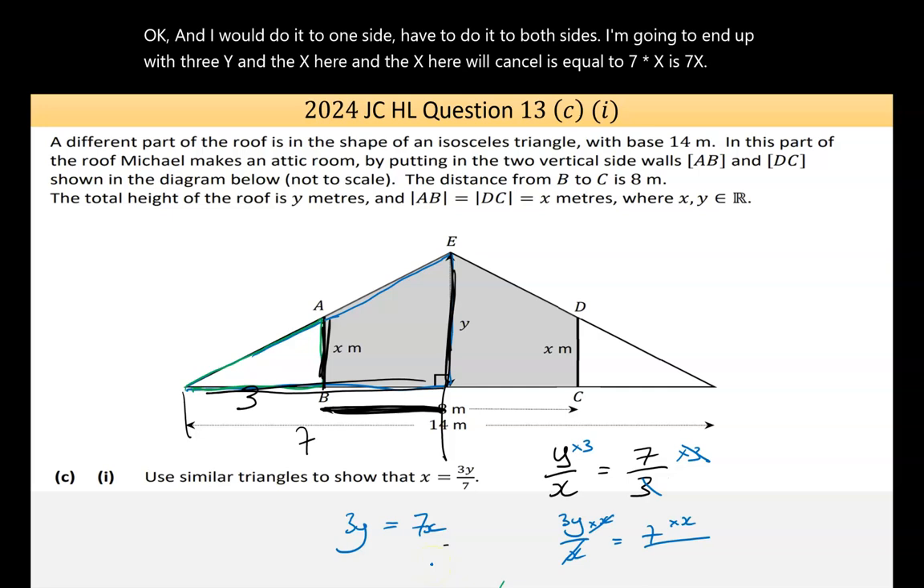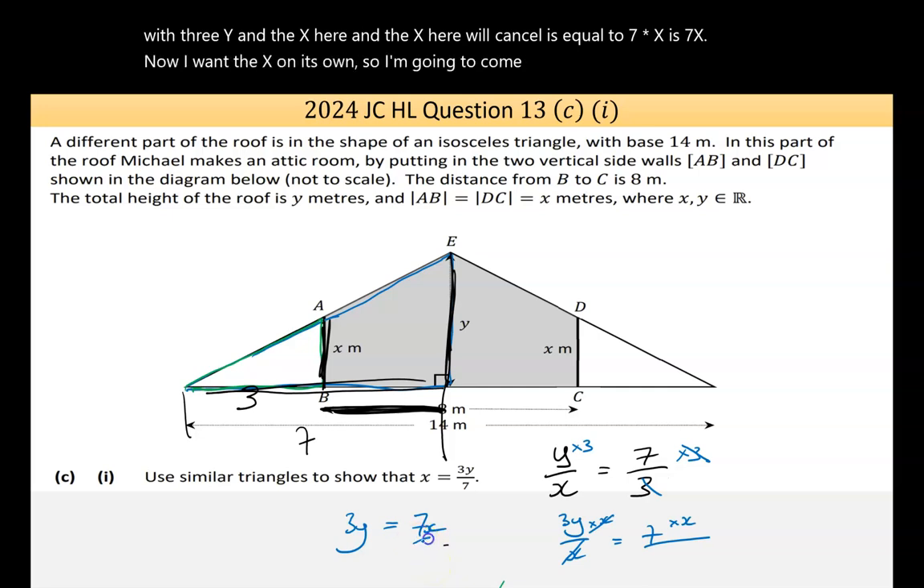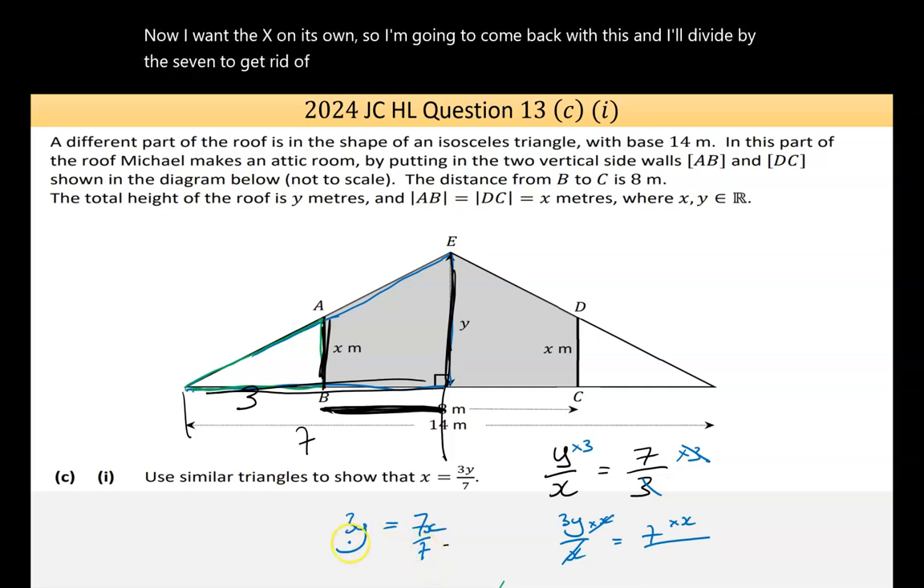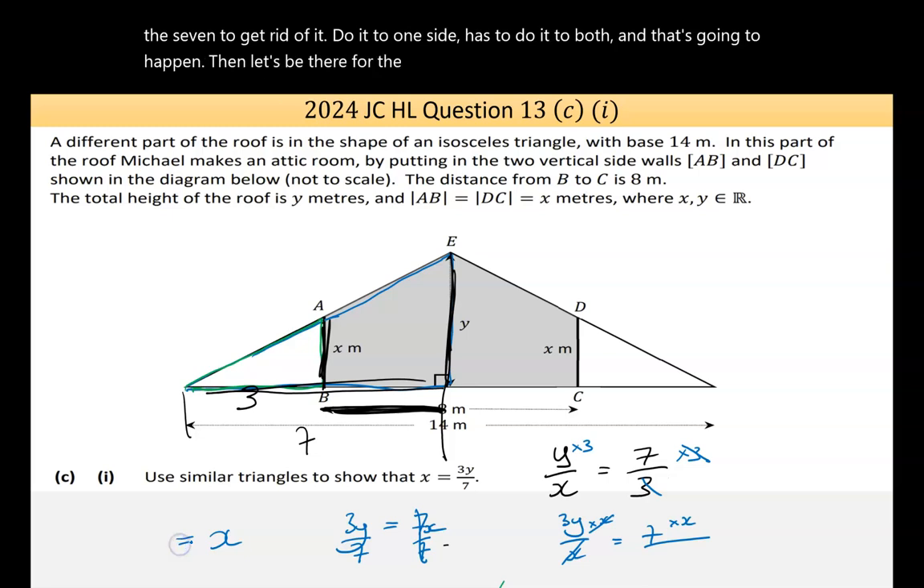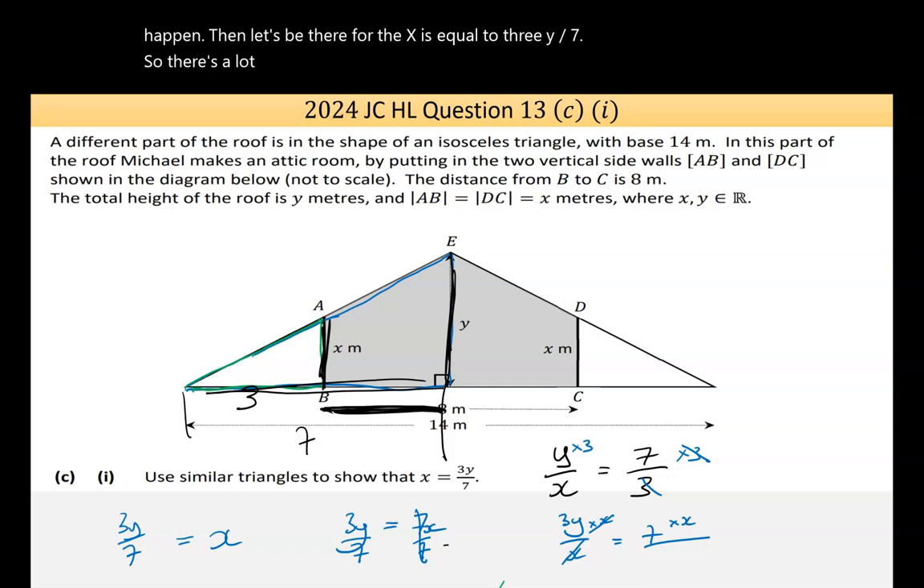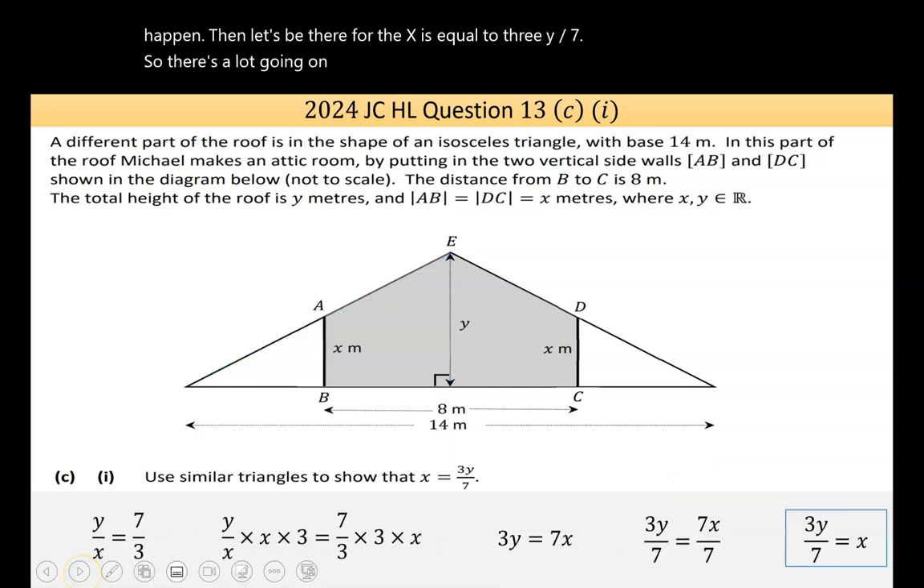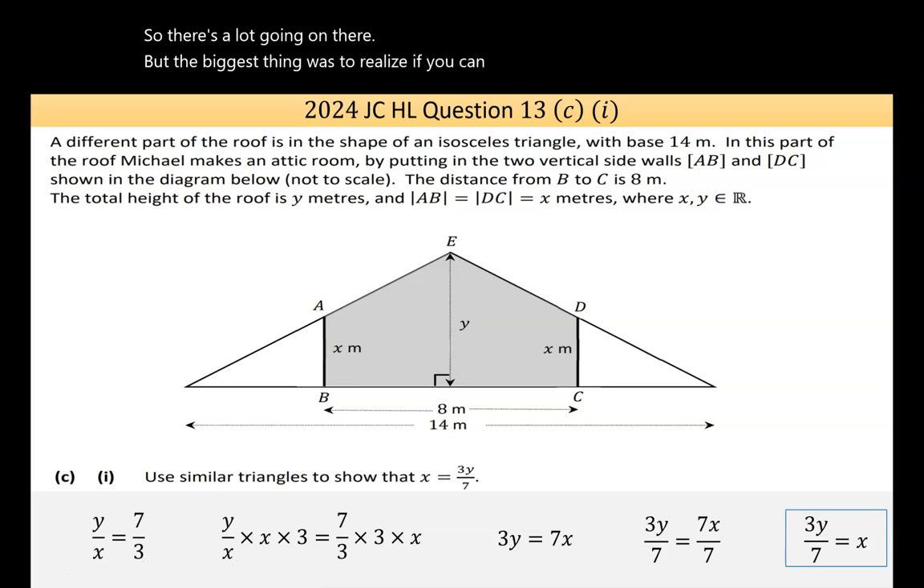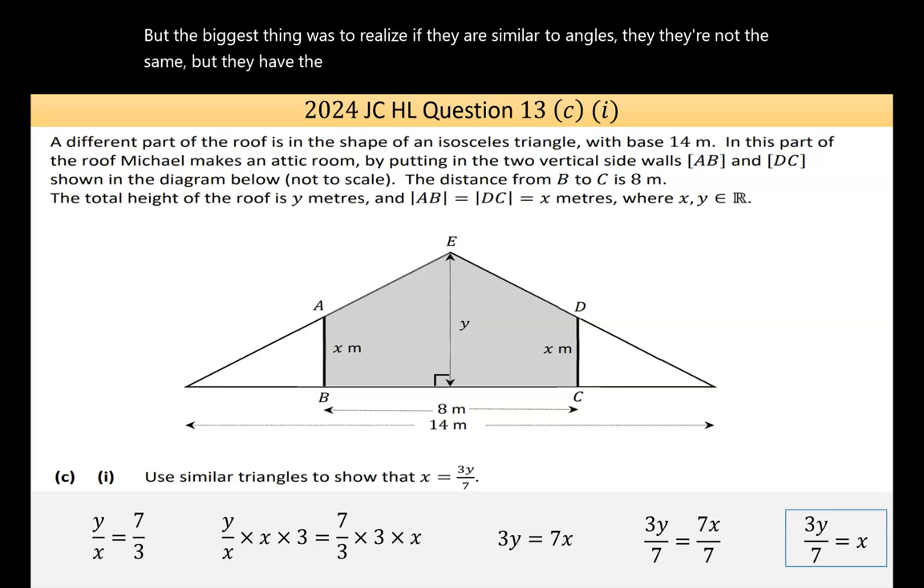Now I want the x on its own, so I'm going to divide by the 7 to get rid of it. Do it to one side, have to do it to both. And I'll be left with x is equal to 3y over 7. So there's a lot going on there. But the biggest thing was to realize if they are similar triangles, they're not the same, but they have the same angles.